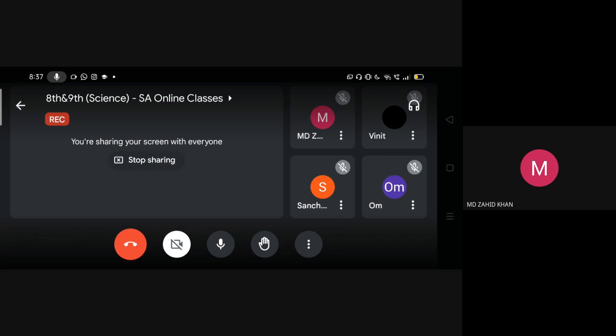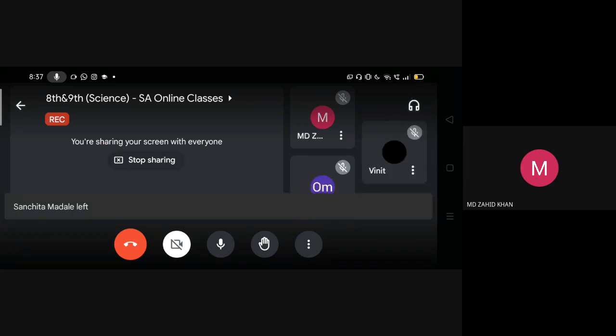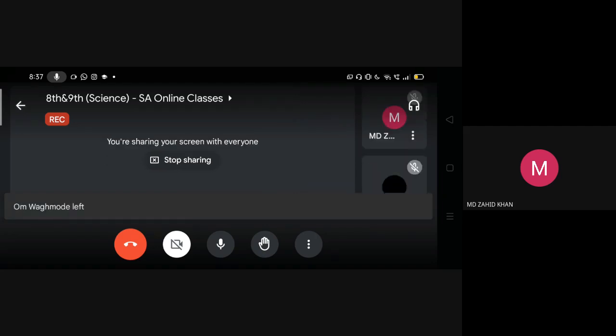Okay, every 8th standard student wants to leave. You have your paper tomorrow, right? Okay, you can leave. Ninth standard, Vineet, you are writing. Vineet, Yasmin, you both are writing.